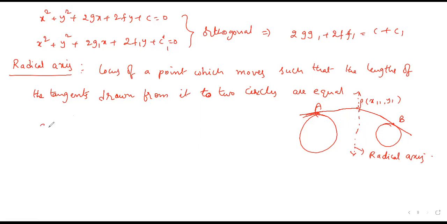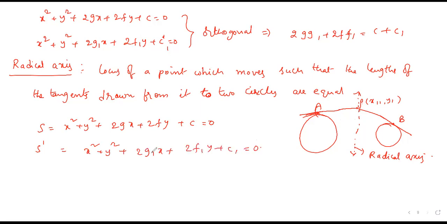So for the circle S equals 0, that is x square plus y square plus 2gx plus 2fy plus c equals 0, and suppose we take the second circle S dash as x square plus y square plus 2g1x plus 2f1y plus c1 equals 0. If you take any point P (x1, y1) or (h, k), the length of the tangent is equal for the first and second circle. The length of the tangent is root S11, so root S11 equals root S dash 11, which implies S11 equals S dash 11.